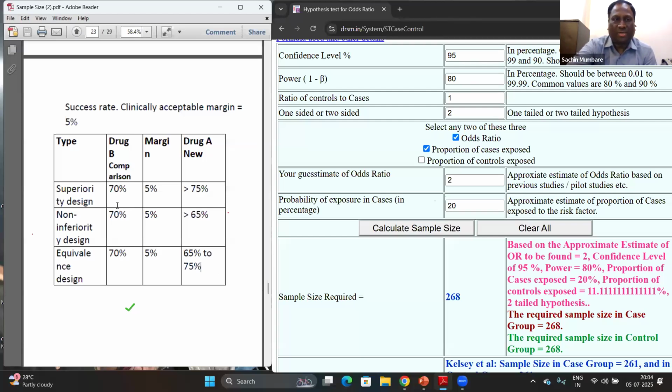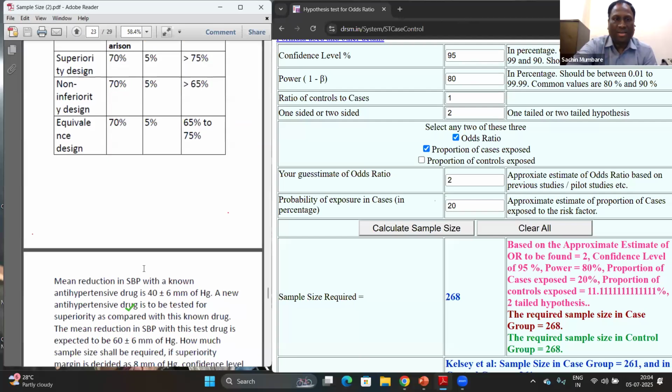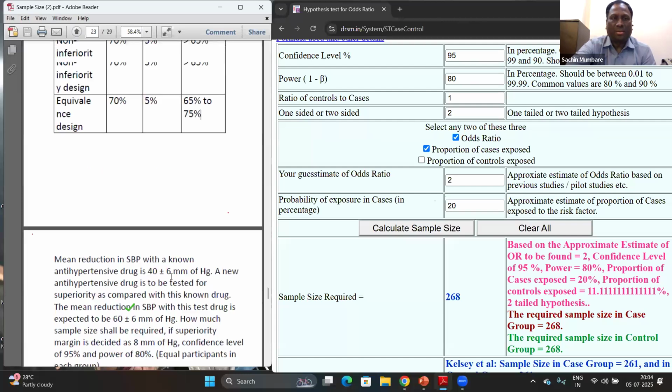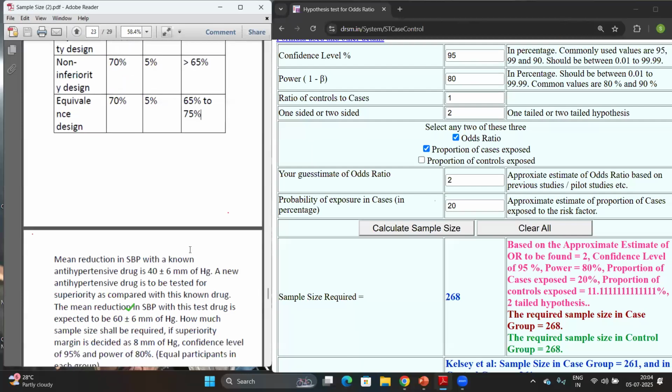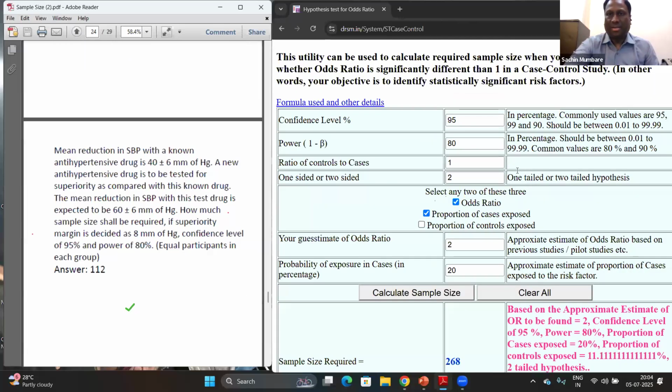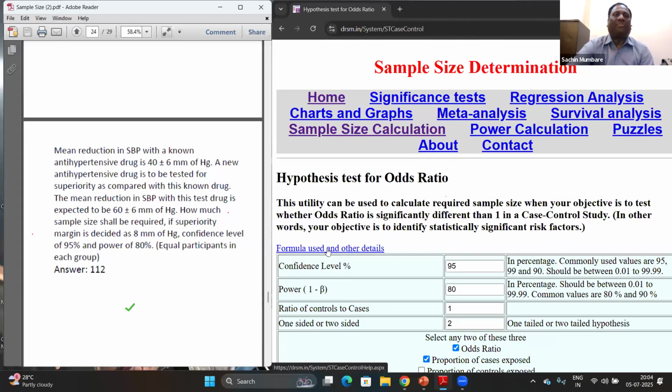All of you understood? What do we mean by superiority, non-inferiority, and equivalence design? Yes, sir. Very clear. Okay, thank you.